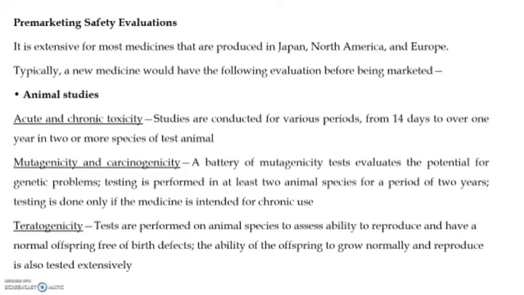Testing is performed in at least two animal species for a period of 2 years. Testing is done only if the medicine is intended for chronic use. And another type of test which is conducted is teratogenicity, and this is conducted to assess the ability to reproduce and have a normal offspring free of birth defects. The ability of the offspring to grow normally and reproduce is also tested extensively.